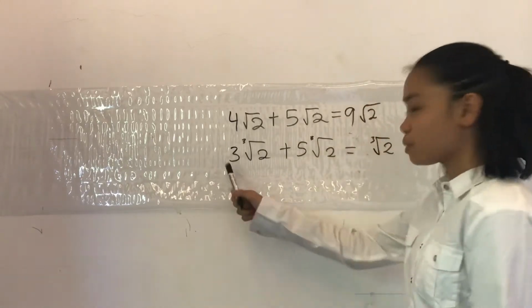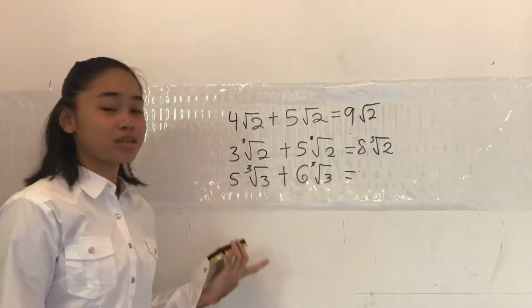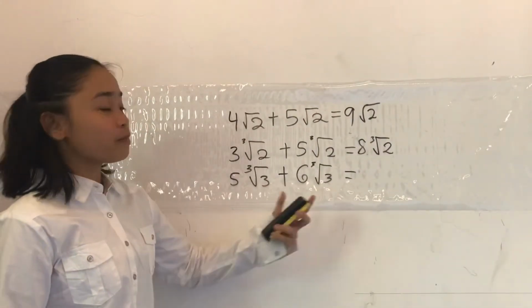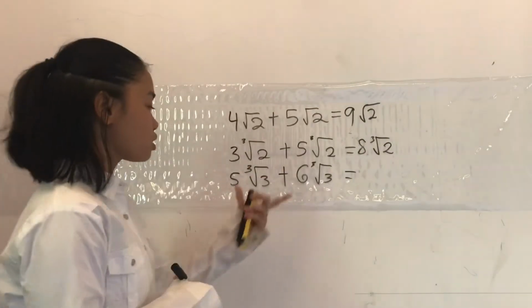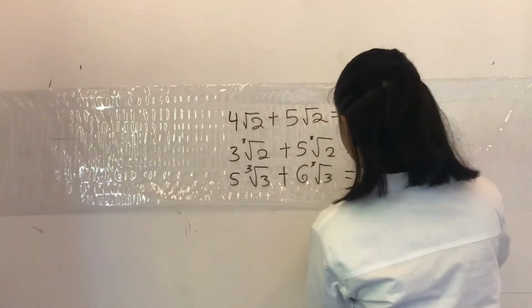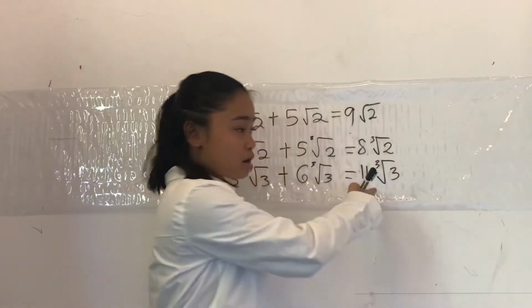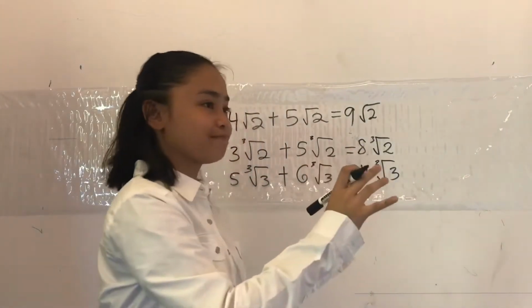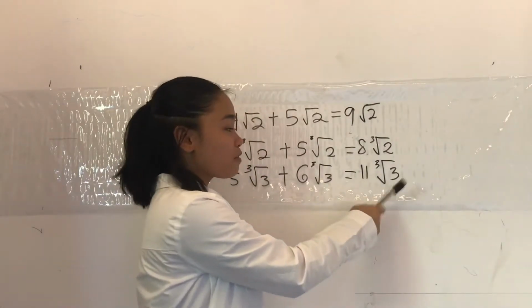And again, you just add the outside numbers. So 5 plus 3 is 8. With the cube root of 3 plus 6 with the cube root of 3, it's the same thing. Just do it like the first ones. You just copy the radical and the index, and 5 plus 6 is 11. So it will be 11 with the cube root of 3.